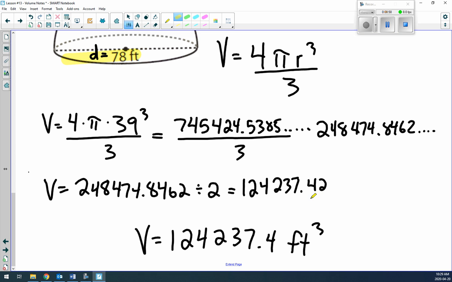So we're looking at the 4. We look to the right. We see it's a 2. It's less than 5, so we keep that 4 the same. So our final volume in this case is 124,237.4 cubic feet. And don't forget your units. Units are incredibly important. Okay, so now you can work on the practice for lesson 13 on volume.